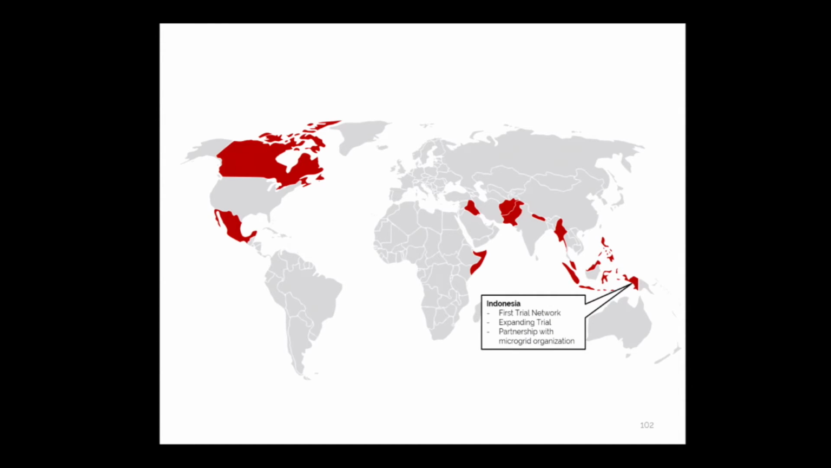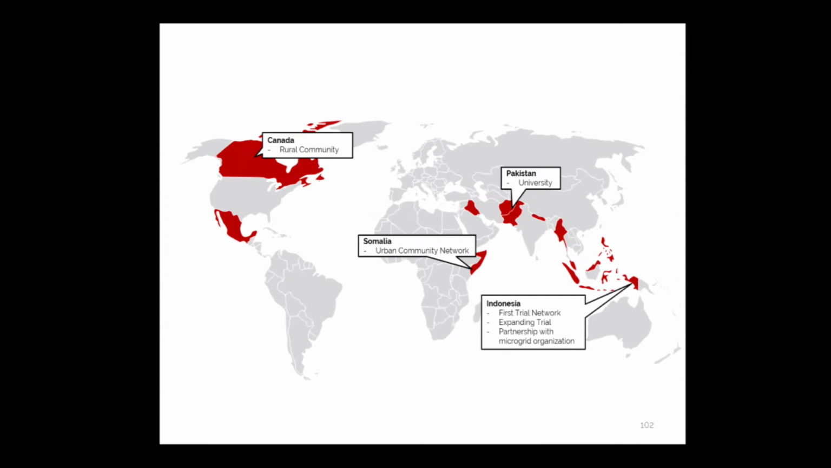There's Indonesia. Of course, this was our first trial network. We're expanding that trial, and we've actually got a partnership with another microgrid organization to put more there. We partnered with the university in Pakistan to do some installations in the northern areas. There's a community in northern Canada that doesn't have cell phone coverage, and is pretty excited to do that.